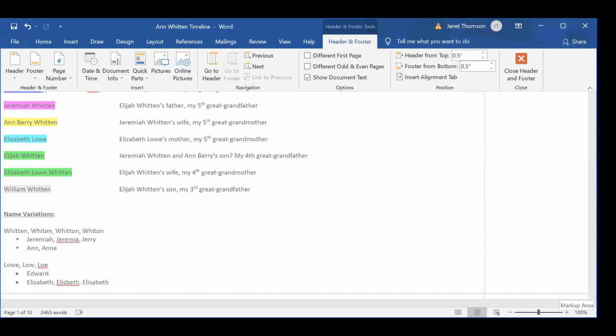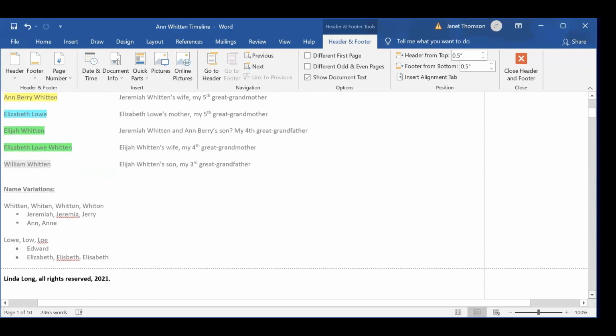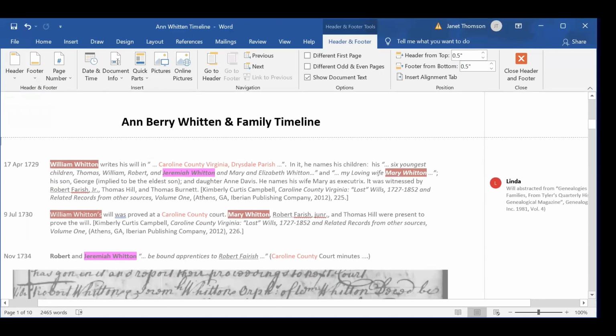Look at how many ways that Whitten was spelled, probably all in one document nearly. Sometimes in the same paragraph. Yeah. And all the ways in which the Lowe family were recorded. But you want those right there so that later on, if you don't pick up a document for 6 months, you've got a fast way to look at things as we go on.